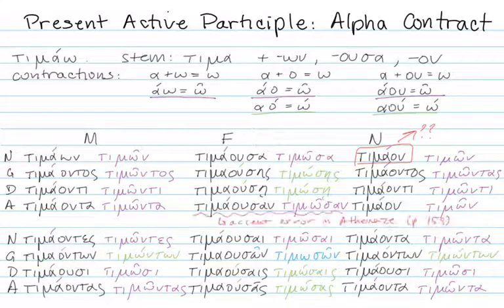Just one thing to note, in the book, there is an accent error. They have τιμάωσαν, where it should be, as I have here, τιμώωσαν, resulting in τιμῶσαν. And that is it for now.